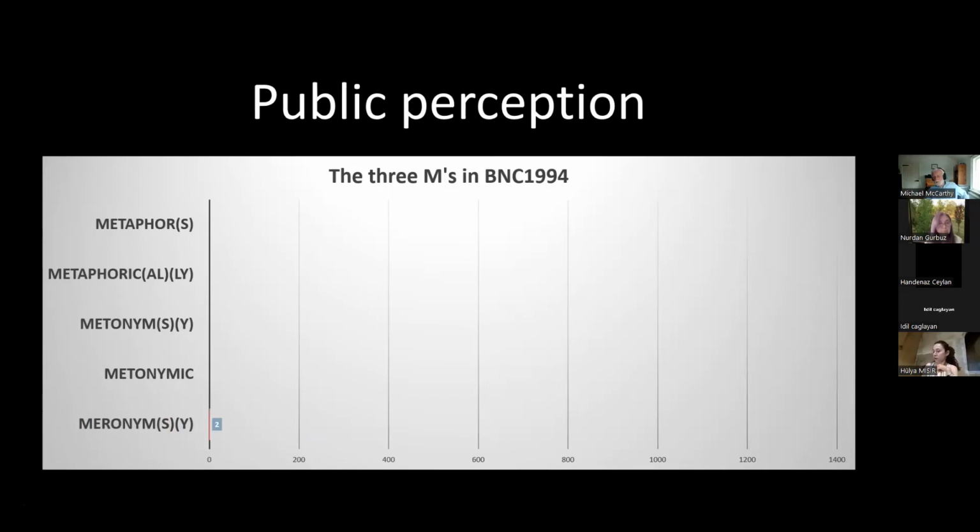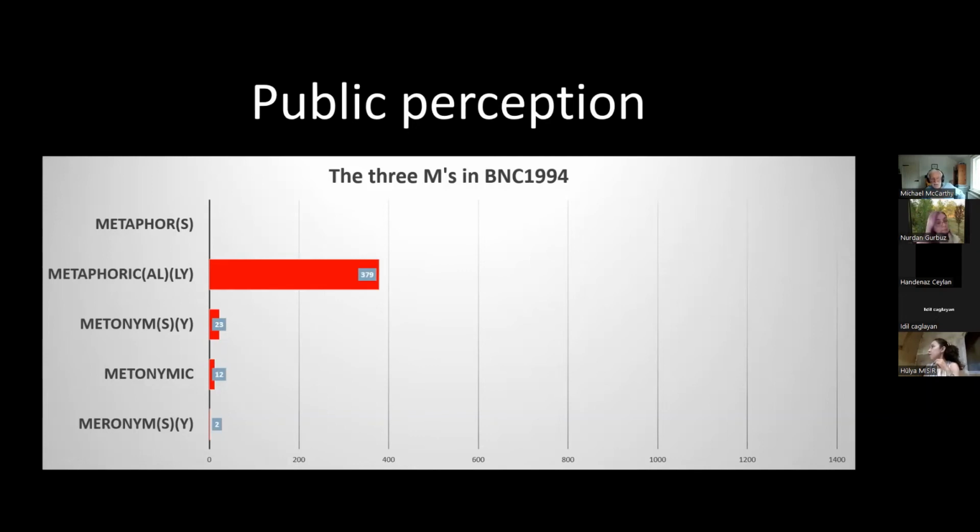There were 2 examples in the whole corpus where someone mentioned meronymy. There were 12 examples of the word metonymic. There were 23 examples of metonym or metonyms and metonymy. By the way, I should mention that the BNC 1994, the British National Corpus 1994, is 100 million words. So we're getting some idea of how much these terms have penetrated the public consciousness.